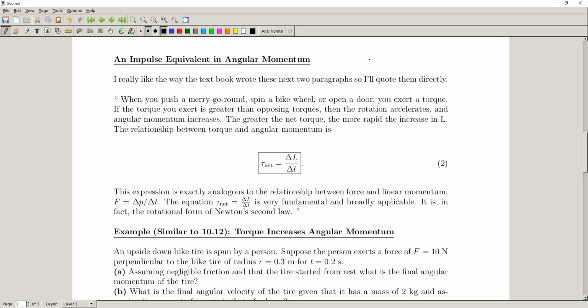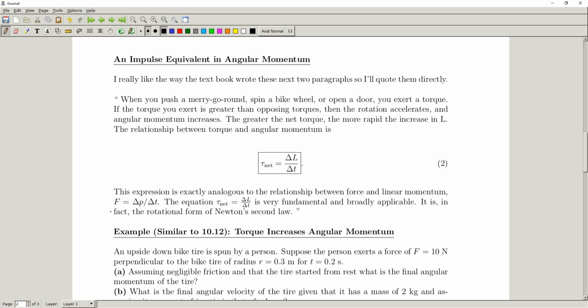This expression is exactly analogous to the relationship between force and linear momentum, which I just talked about. So this equation is our impulse equation, just slightly rearranged. We've moved the delta t from being next to the F and divided through by it. So this is basically exactly the same equation, but in rotational terms, for the change in angular momentum.